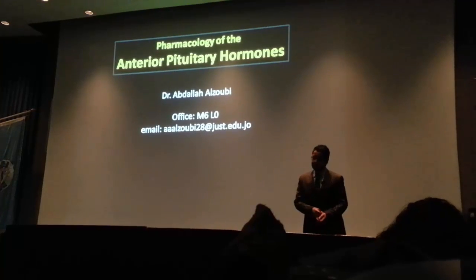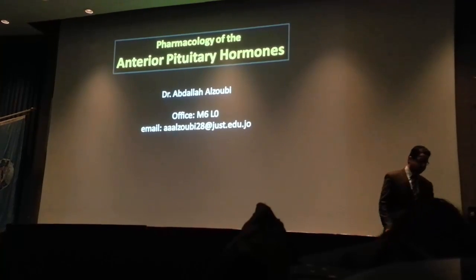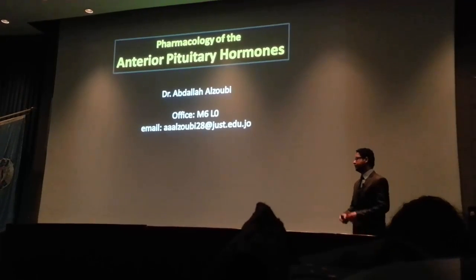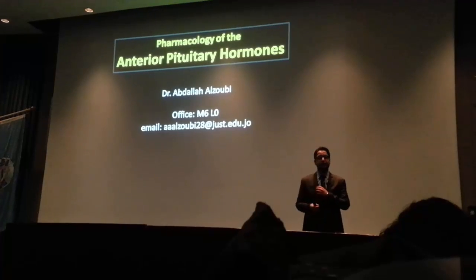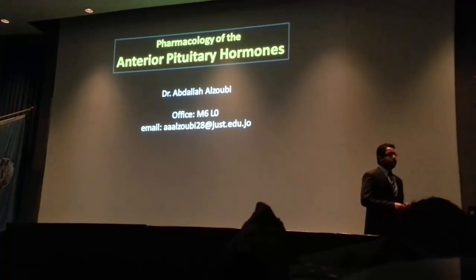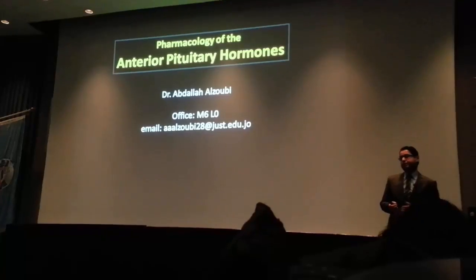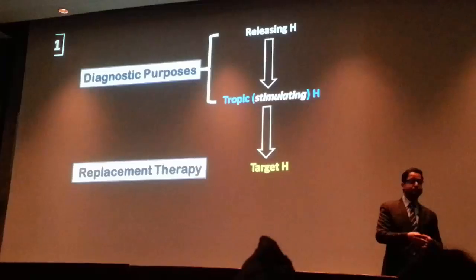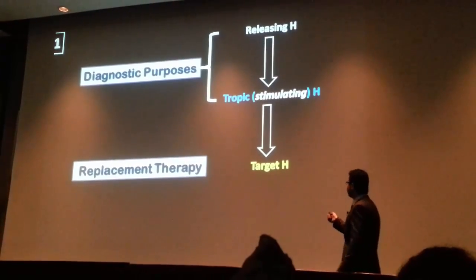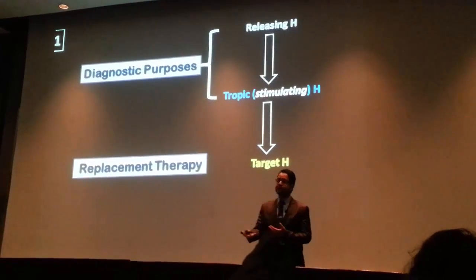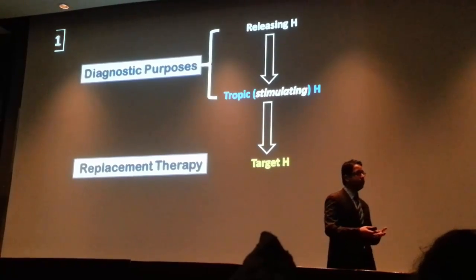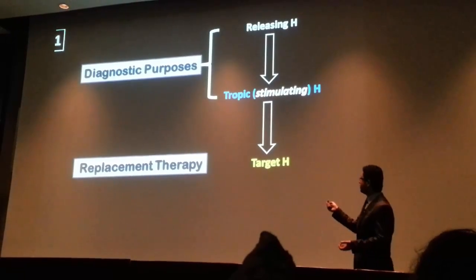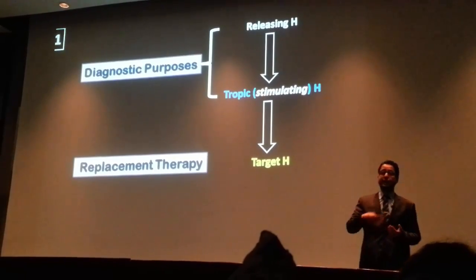Today we're going to start our lectures about the endocrine pharmacology. These will be 7 lectures covering most of the topics. And as usual, your target organ is producing that target hormone. But what if you don't have the target hormone? You cannot synthesize it, or it's not available as a pharmacological option. You might go upstream to the tropic hormone and use it.